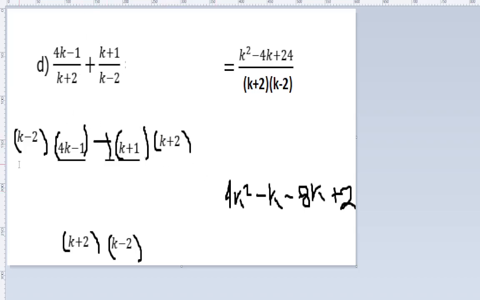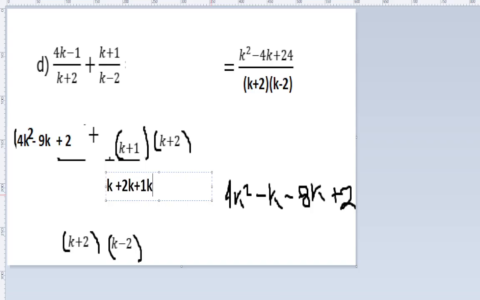So far on the left, I have an expanded 4k squared minus k, minus 1k minus 8k is minus 9k, and then plus 2. And don't forget that this is 4k squared. So that so far is this left expansion. And then it's a plus symbol here. So it makes my life easier. k times k is k squared, times 2 is 2, plus 2k plus 1k, so plus 3k, and then plus 2. So I get k squared plus 3k plus 2.